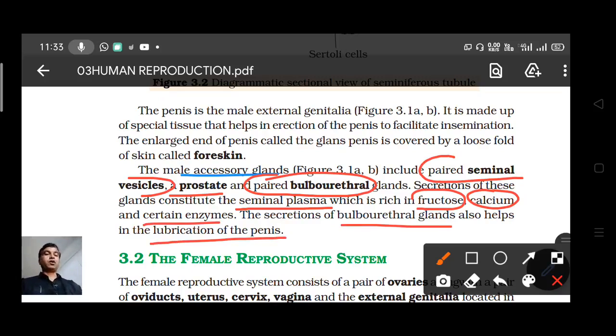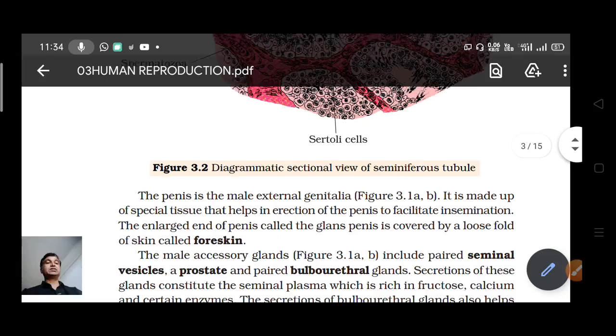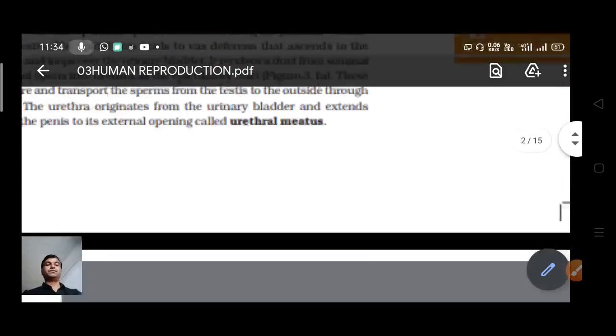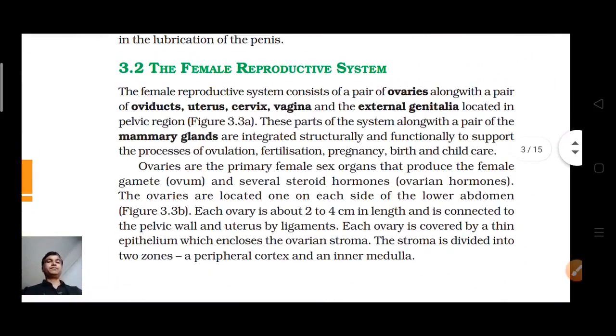So this topic we already covered. The seminal vesicle is a gland that produces fructose and some other enzymes. The prostate gland also produces calcium, inositol, fibrinogen, prostaglandin and similar enzymes. The bulbourethral gland is functionally very important; it secretes the pre-semen. Clear? Ultimately, the secretion of these three glands and sperm is called semen. Is this clear? This is the description given in the NCERT textbook related to the male reproductive part. Now come to the female reproductive part.